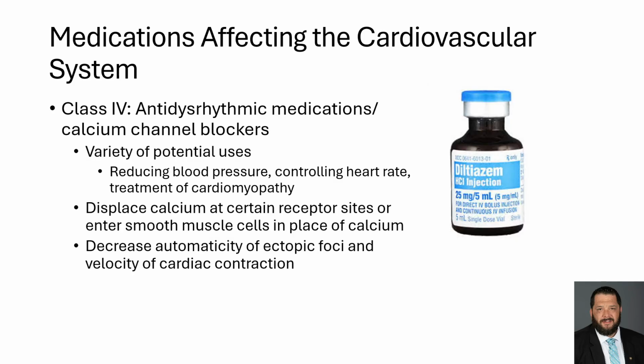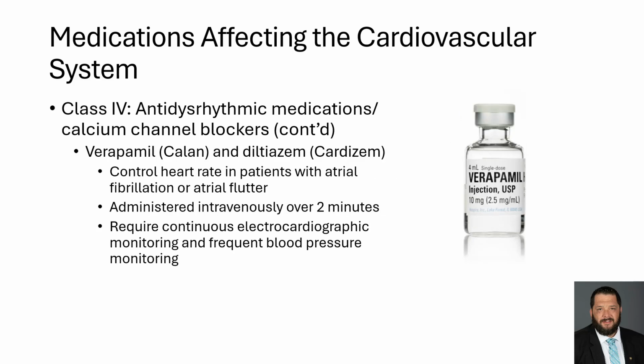Class 4 antidysrhythmic medications are your calcium channel blockers. They have a variety of uses, including controlling heart rate and blood pressure and treating cardiomyopathy. They displace calcium at the receptor sites or enter smooth muscle cells in place of calcium. They decrease the automaticity of the cardiac muscle and the ectopic foci, as well as the velocity, force, and speed of cardiac contraction. Some of the common medications you'll see in this space are verapamil or diltiazem, with diltiazem, or Cardizem, being the most common. They help control heart rate in patients with atrial fibrillation and atrial flutter.